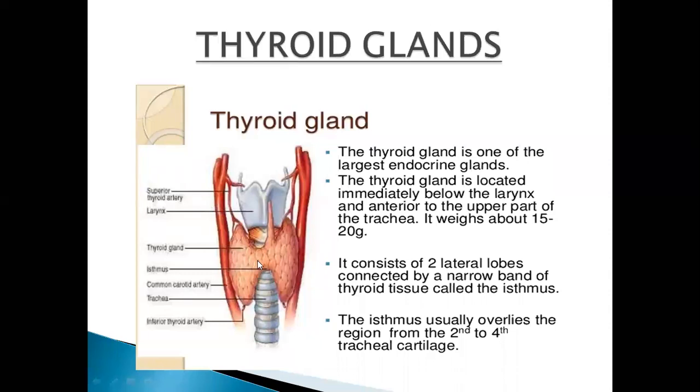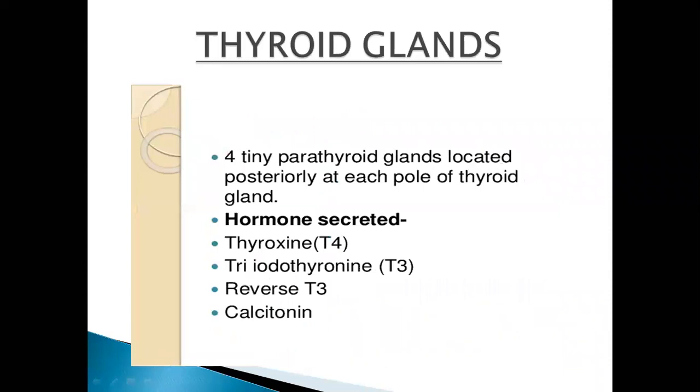The isthmus usually overlays the region from the second to fourth tracheal cartilage. This is the second, and this is the fourth, so the in-between part is the isthmus. Next, there are four parathyroid glands located posteriorly on each pole of the thyroid gland. We will see the parathyroid gland later.